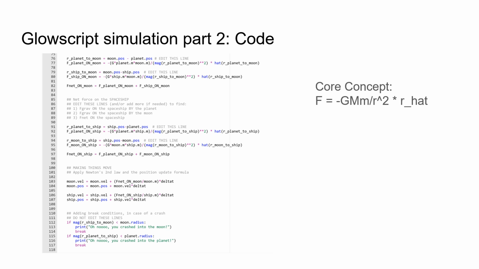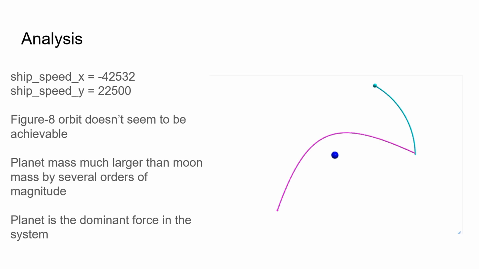Here I have the code for part 2 of the lab. Basically, from line 76 to line 97, I calculated all the forces acting on the ship and the moon, which was basically all the other objects in the system, and this was important in modeling motion. Here we have the analysis.